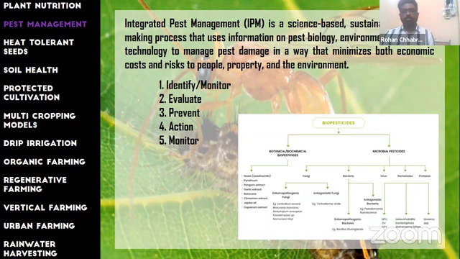Basically, you need to first identify the pest, monitor the pest, then you need to evaluate the area of damage, then you need to ensure that you adopt techniques to prevent the spread of that particular pest, and then you need to take action. So you need to either spray some pesticide or use some biopesticides to ensure that the pest is under control. And then again, you have to monitor that the pest is under control, and if necessary actions are needed, then you take them.